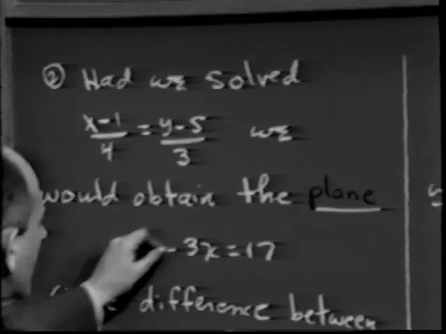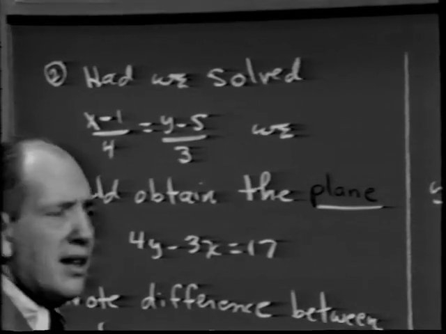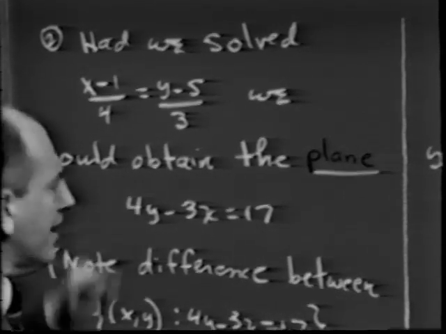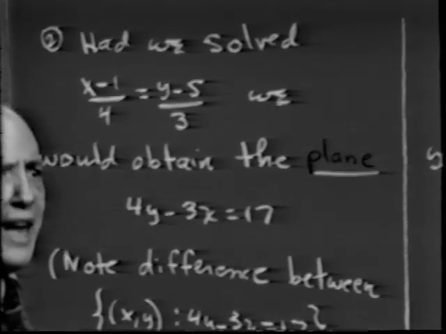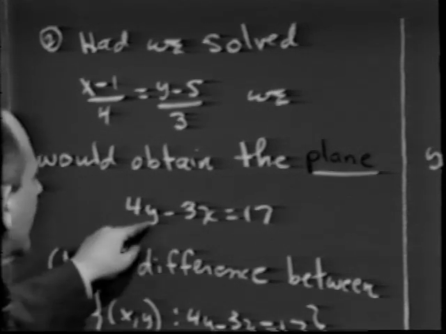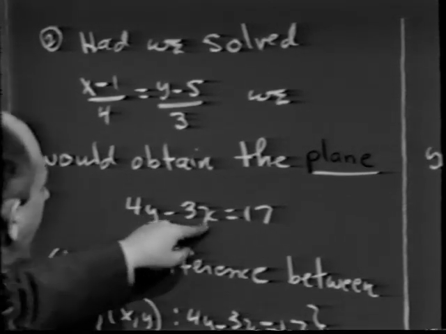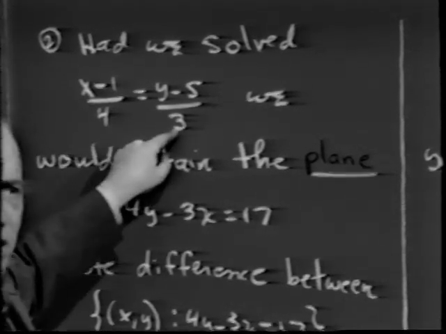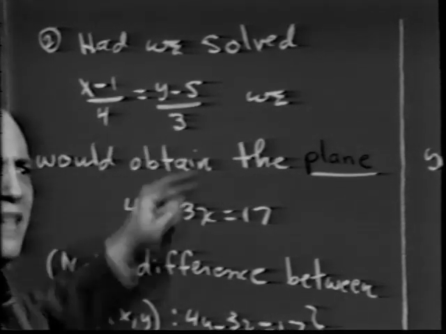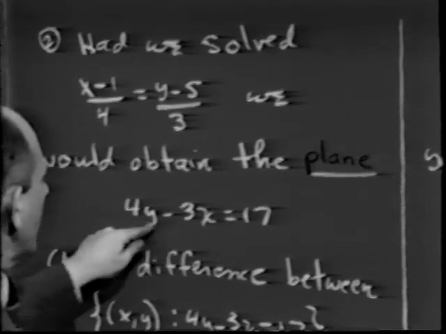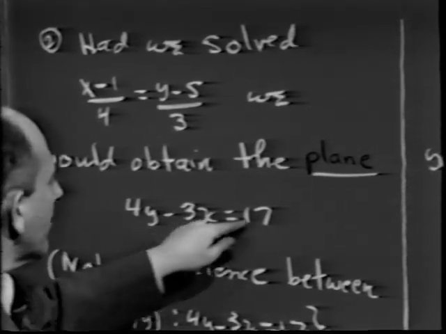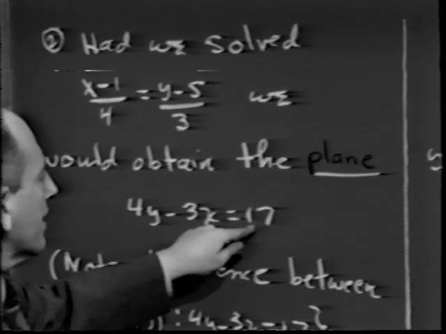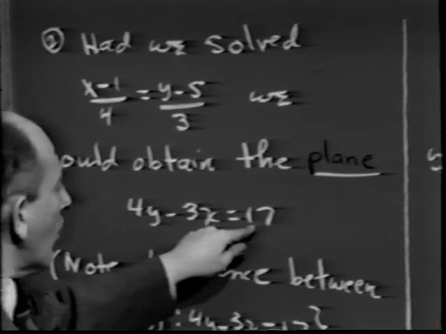When you look at the equation 4y - 3x = 17, I'll bet you dollars to donuts you tend to think of this as a line rather than as a plane. But the interesting thing is, notice that the way we got this equation was ignoring the z-coordinate of our points. And what we're really saying is, let's forget about the z-coordinate. In other words, 4y - 3x = 17 may be viewed as a line, but in this particular case, it's a plane. In fact, what plane is it?